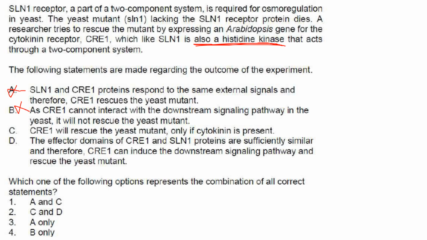CRE1 will rescue the yeast mutant only if cytokinin is present. Yes, because CRE1 binds to cytokinin, it is given in the question. Then the effector domains of CRE1 and SLN1 protein are sufficiently similar, and therefore CRE1 can induce the downstream signaling pathway and rescue the yeast mutant. This is what I told just now. If the domains are similar, that is your intracellular domain or your effector domains, then CRE1 can induce the downstream signaling pathway and rescue the yeast mutant. So C and D are correct. Answer here is option 2.